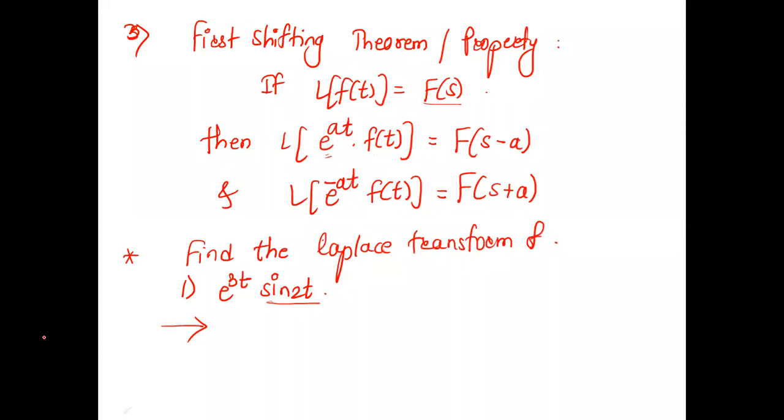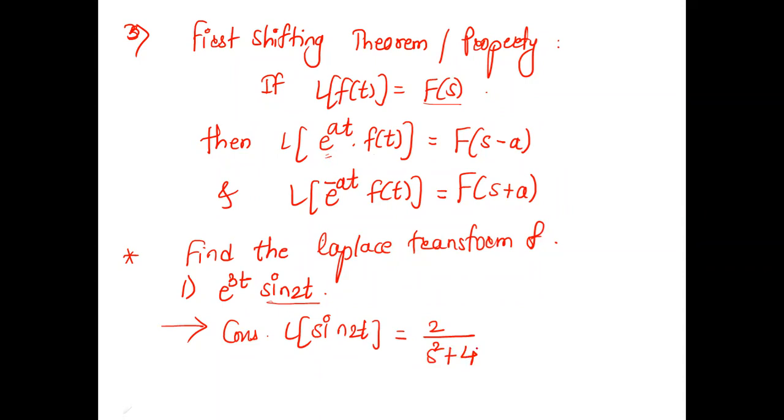Yes, ma'am. Because I have the property of e, I can apply the property. So I'll first consider only the Laplace of sine 2t. What is that? 2 upon s square plus a square, where a square is 2 square, that is 4. We know this, so we can write directly.